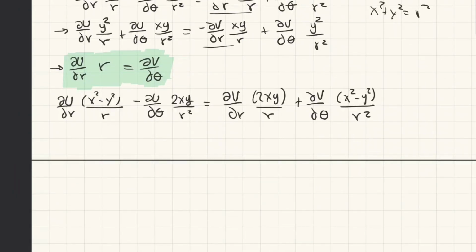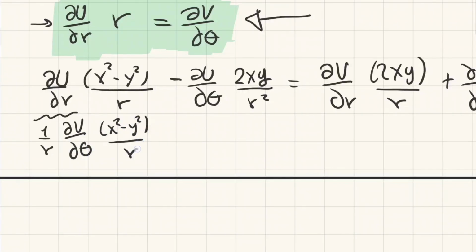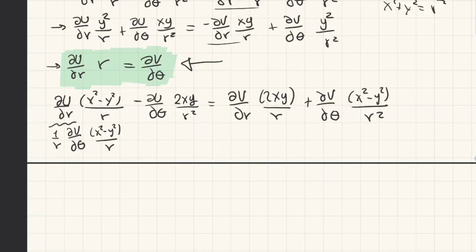So with this, what we can do now is to use the previous result that we found to substitute that into maybe this element over here. We have the derivative of u with respect to r, but we know that that is equal to 1 divided by r, the derivative of v with respect to theta times x squared minus y squared divided by r, right? So it is easily noticed that this element is equal to this element over here, right? So we can cancel them.